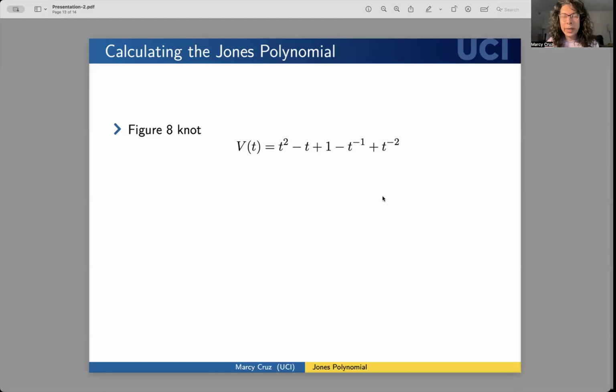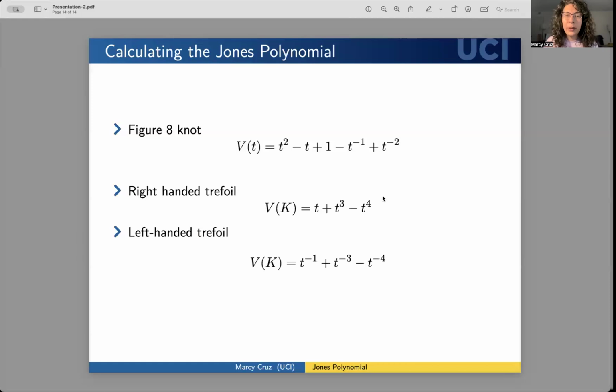However, this is not true when it comes to the trefoil, which, as we can see, has the same structure, but the exponents are negatives. They're inverses of each other. And this is the beauty of the Jones polynomial. It allows us to identify what we call chirality.